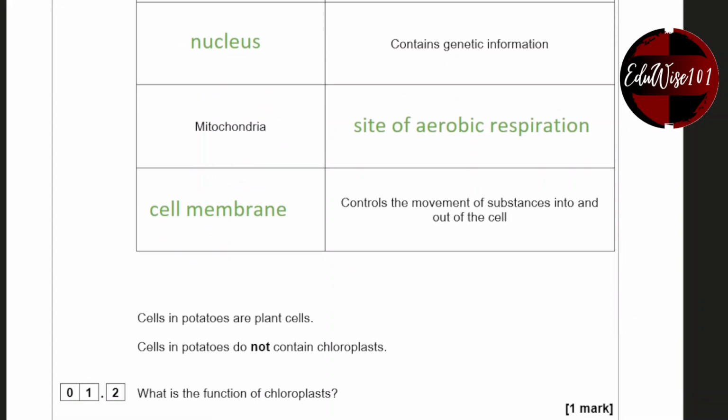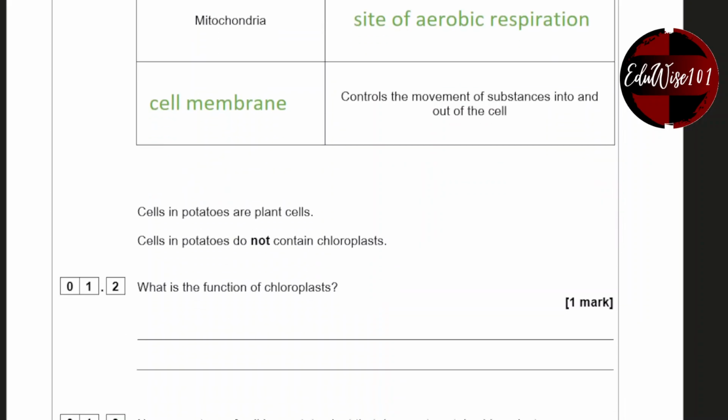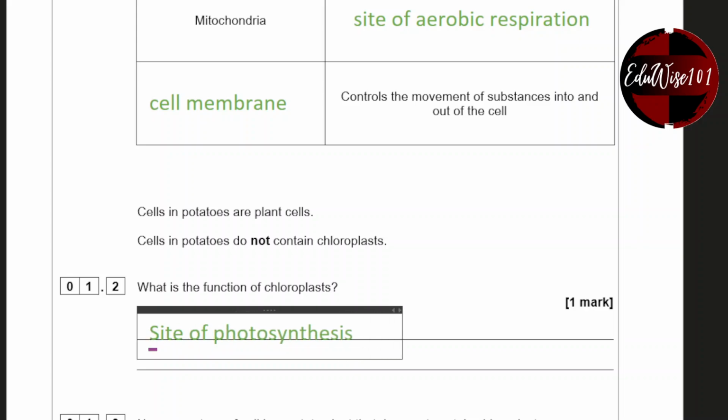Cells in potatoes are plant cells. Cells in potatoes do not contain chloroplast. What is the function of chloroplast? Chloroplast is where photosynthesis happens. You could call it site of photosynthesis. They're mainly looking for the word photosynthesis in your answer.